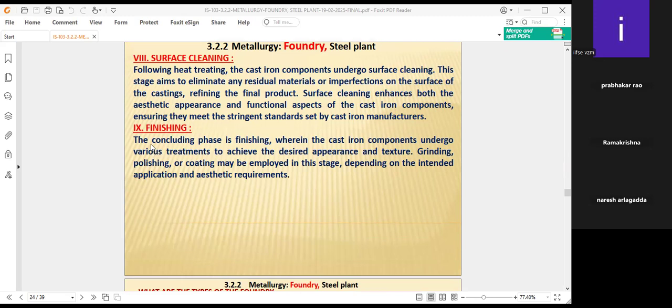Final finishing is the concluding phase, wherein the cast iron components undergo various treatments to achieve the desired appearance and texture. Texture means looks; even when a person looks at an object, it will definitely be attractive by seeing the texture of the block. That's why grinding, polishing and coating may be employed in this stage, depending on the intended application and aesthetic requirement.